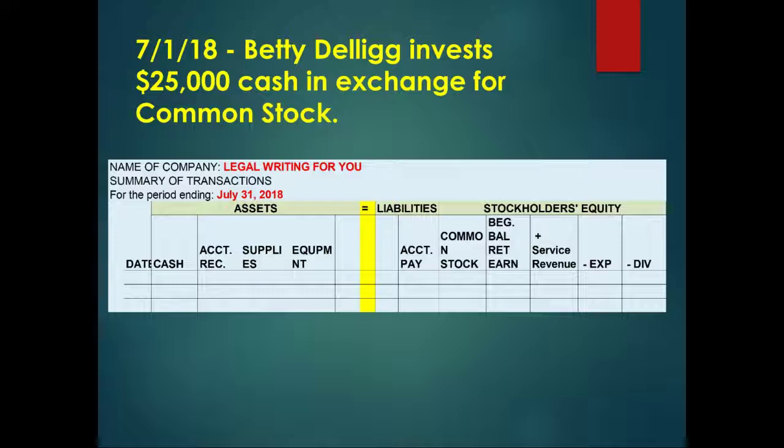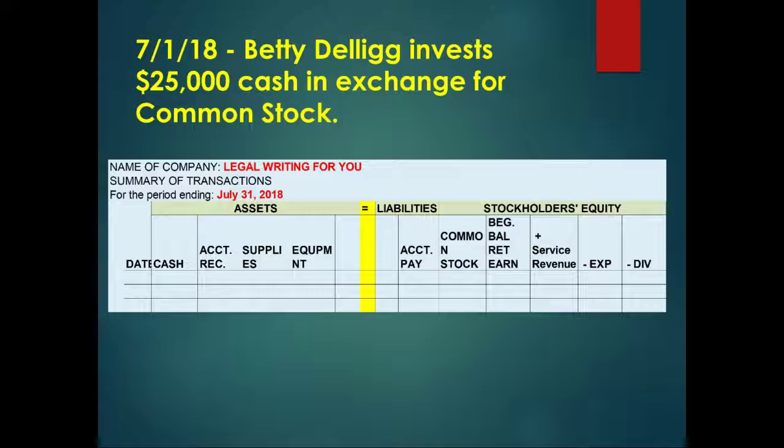On the right side of the accounting equation are liabilities. In this one, you've got accounts payable, but you could have a lot more liabilities than that. Then we get into stockholders' equity with common stock and the beginning balance of retained earnings. Then we do that expanded accounting equation: plus service revenue, minus expense, minus dividends.